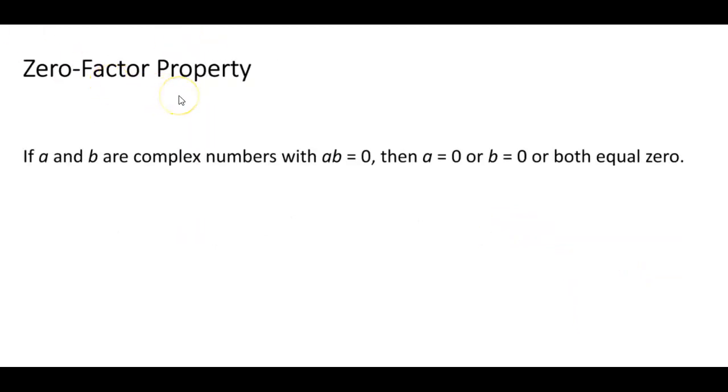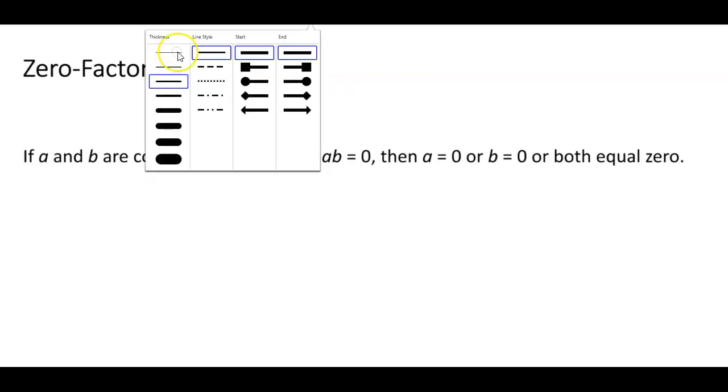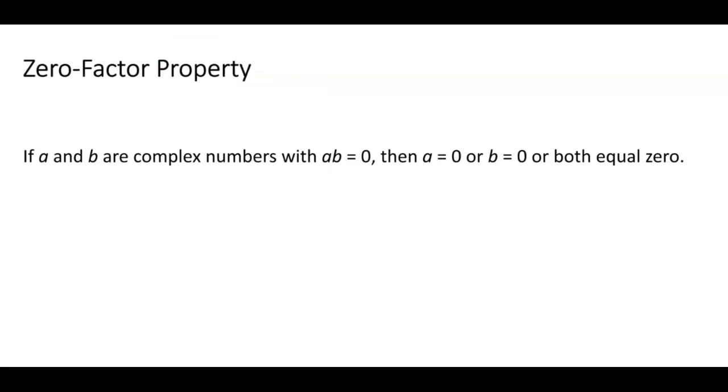The zero factor property. If a and b are complex numbers with ab equal to 0, then a equals 0 or b equals 0 or both equal 0. So here's just an example. Let's say I have a binomial, and I'm going to say this is x plus 1, and that's going to be representative, let's say, of a. And then we have another one that says x plus 2, and that's b. So you're multiplying them together, and then you're going to set that equal to 0.